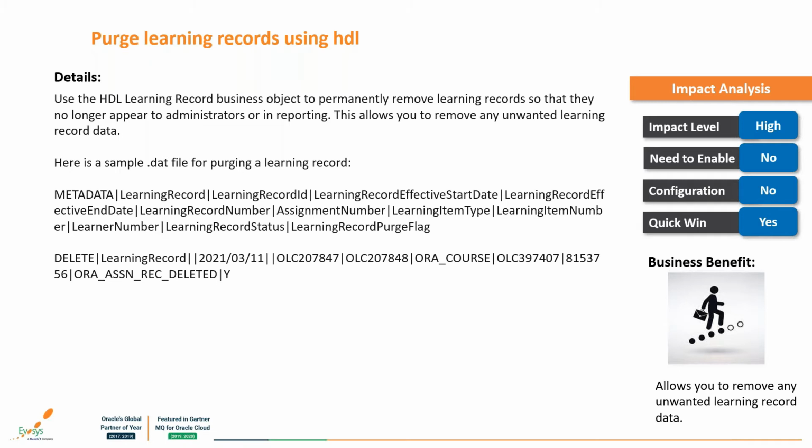If you want to purge learning records, you first need to ensure that all the learning items are updated to deleted status. Then you can perform the purge operation on the learning records. So this feature's enhancement is that it allows the administrator to permanently remove any unwanted learning record data. This feature can also enhance the reports, which will now only show the required data.